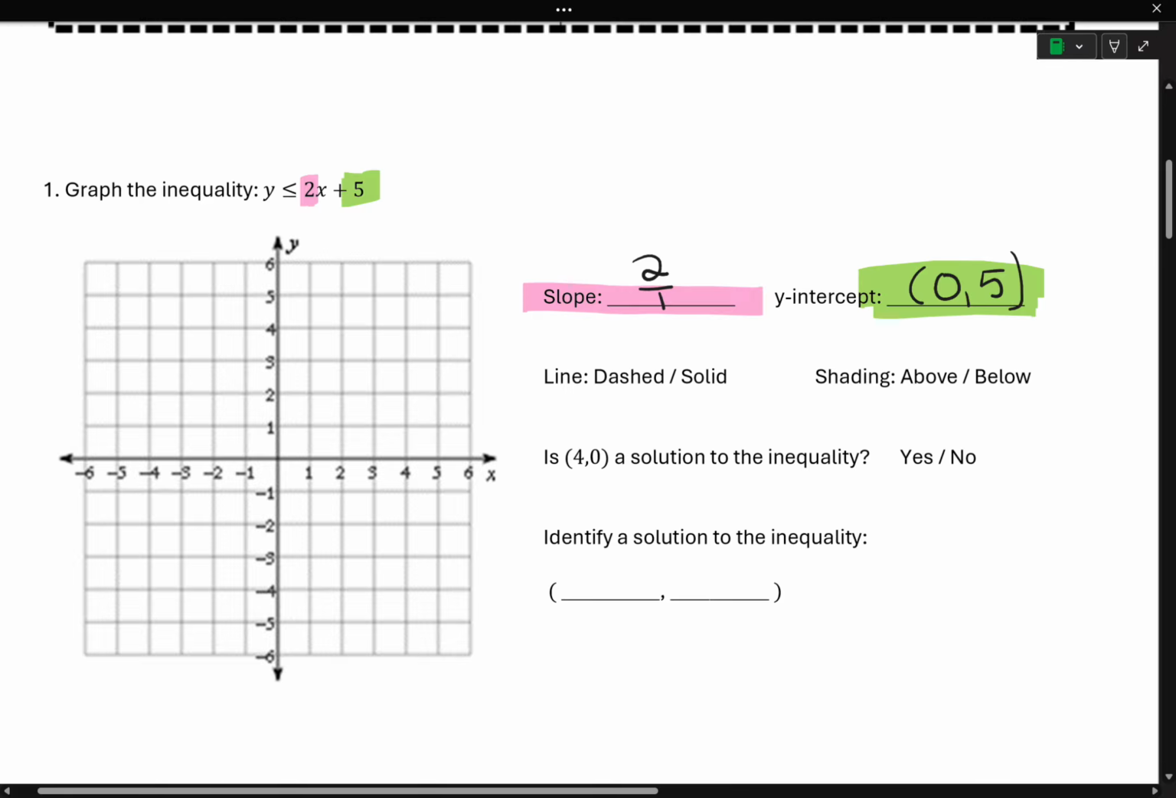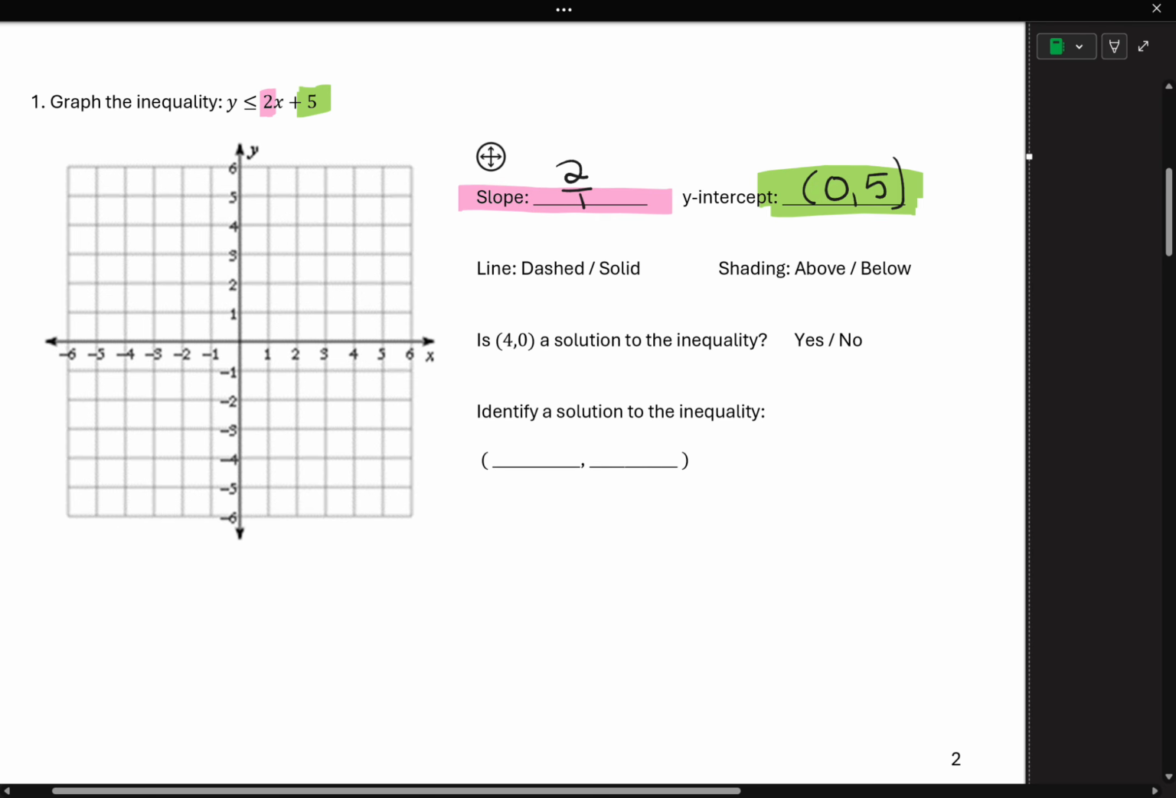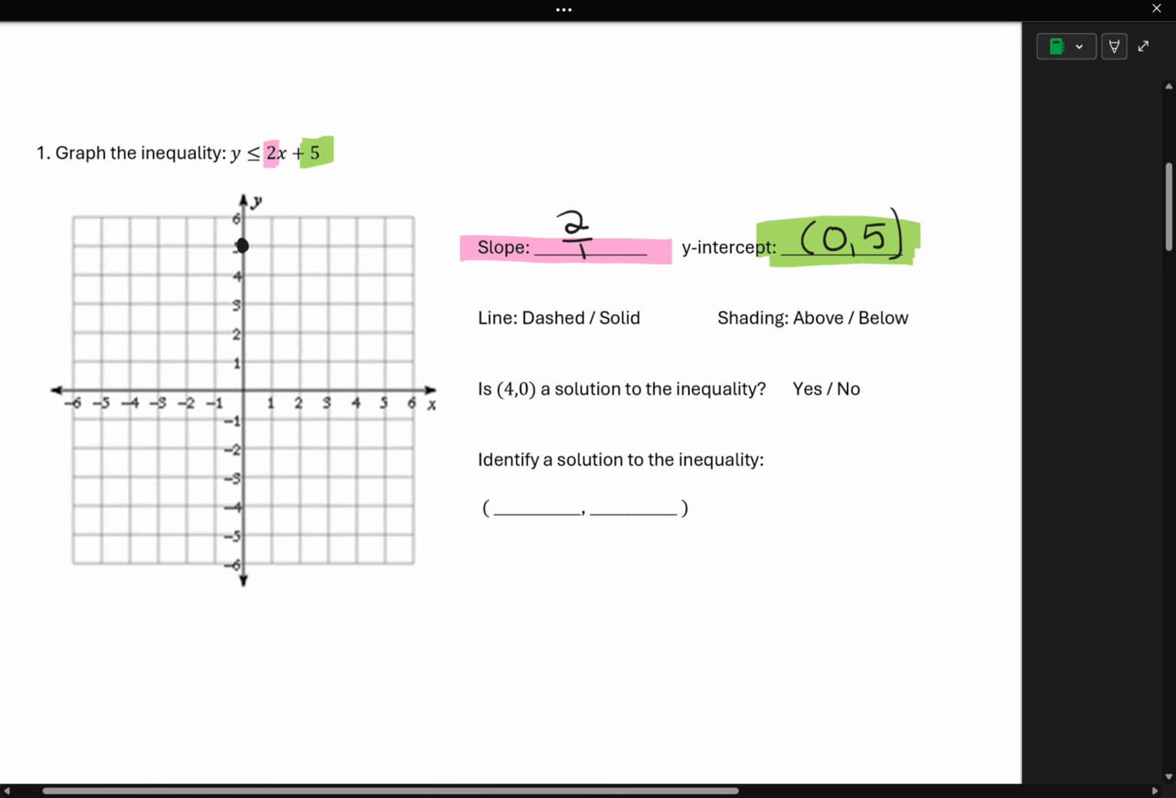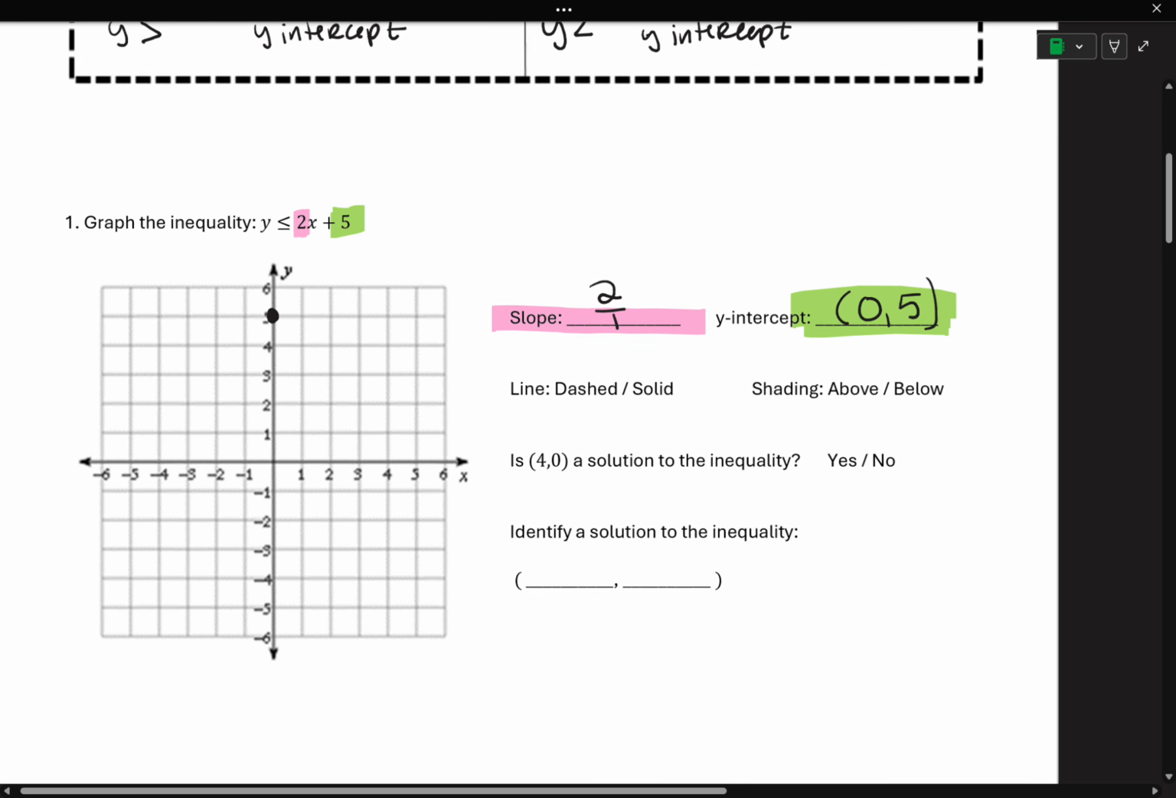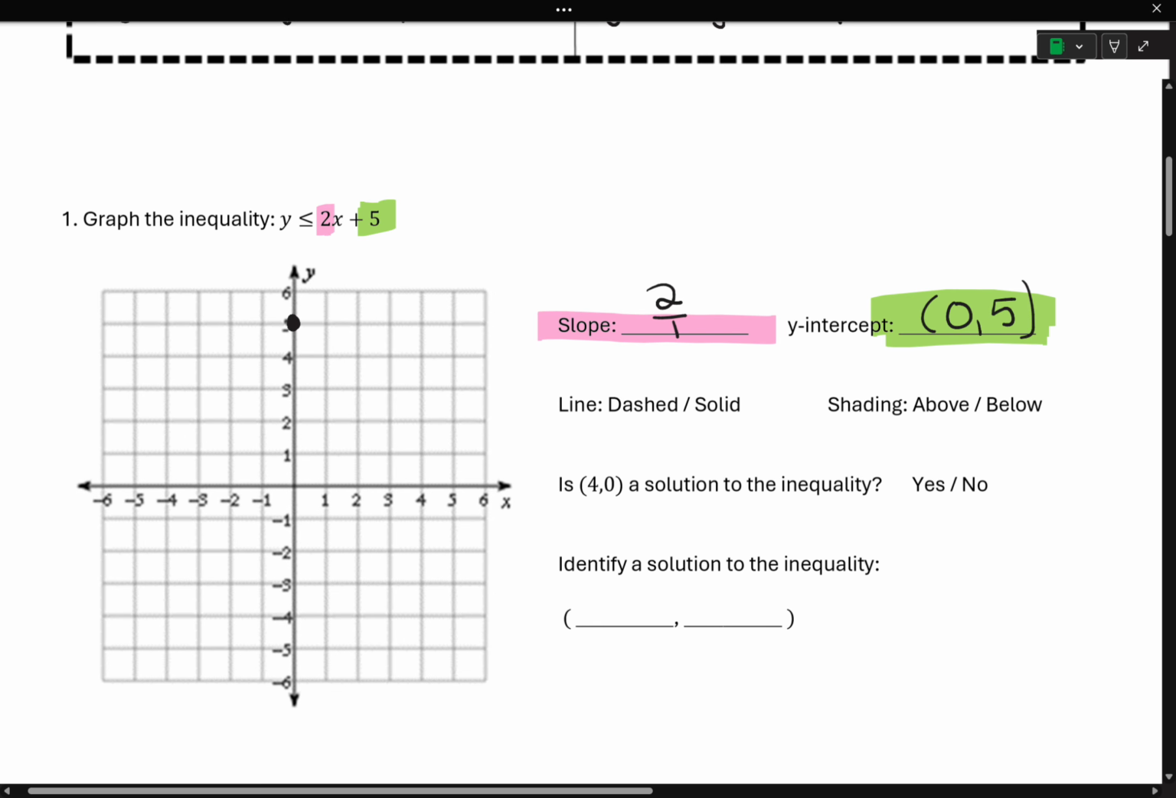Before we graph those 2 points, from step 1, let's decide, actually no, let's graph the 2 points. Alright, let's start with the y-intercept. There it is. Next, we're going to follow the slope by going up 2, to the right 1. Those are 2 points. Let's move on to step 2.